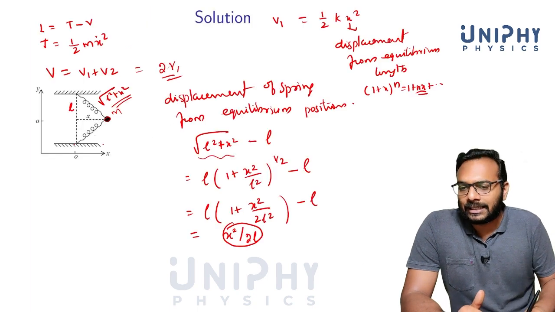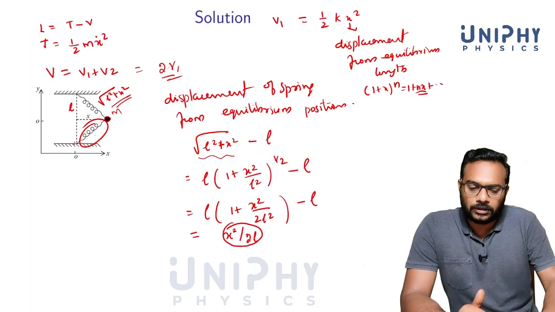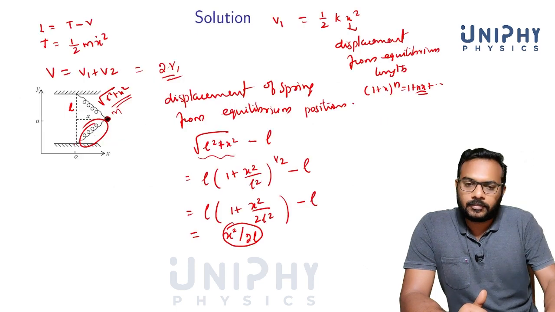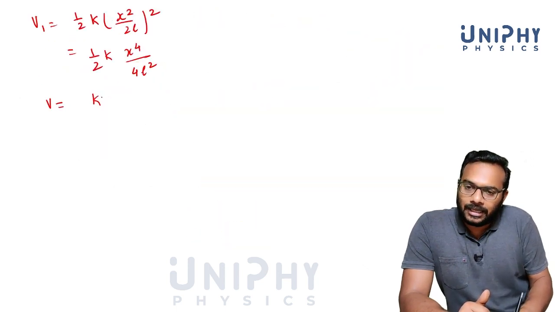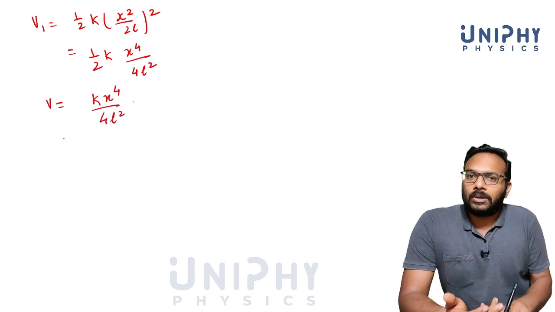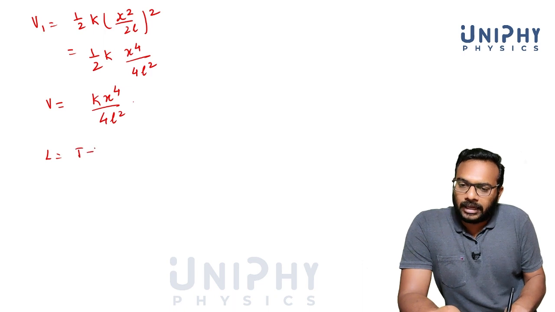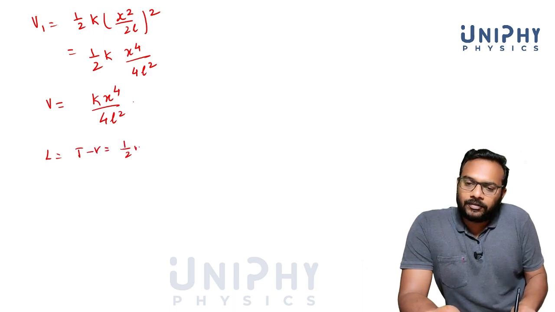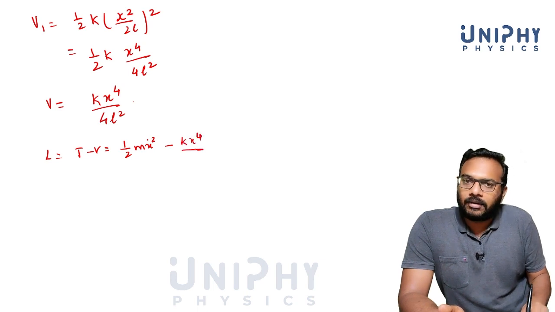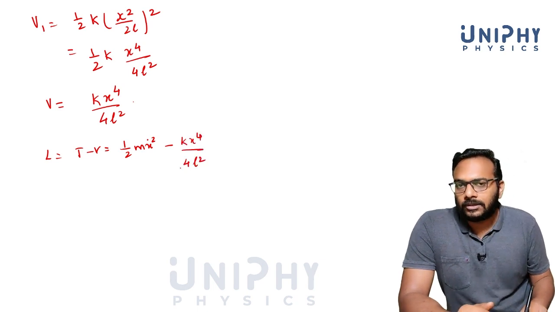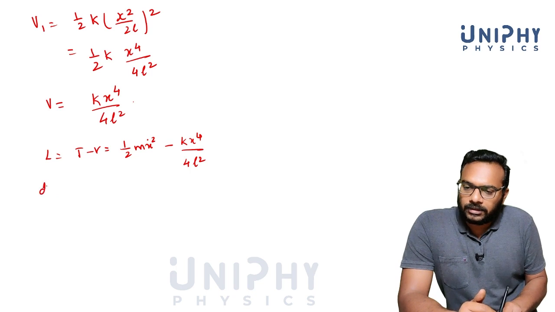But we'll get exactly the same contribution corresponding to this spring also. So the total potential energy is simply V is equal to K x raised to 4 divided by 4L square. Now what's the Lagrangian? Lagrangian is T minus V, and that's equal to half m x dot square minus k x raised to 4 divided by 4L square. Now you just find the equation of motion.